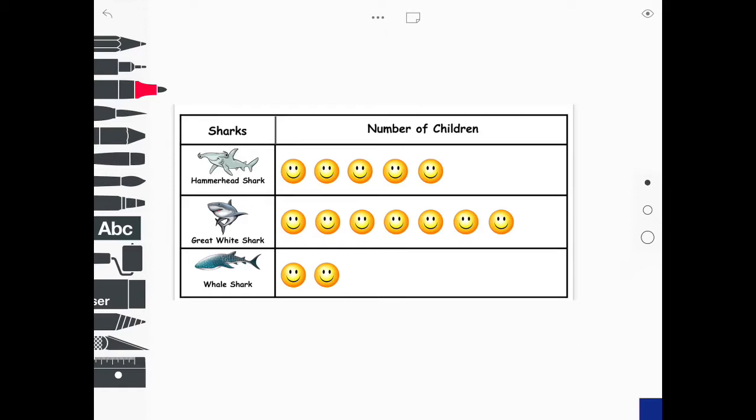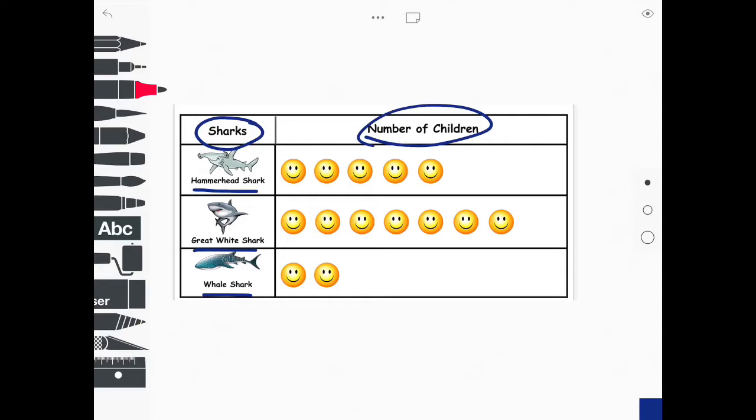This week we're pretending that I asked my students about their favorite shark, and I gave them 3 different kinds of sharks. You can see them on the left hand side. I have hammerhead, the great white, and the whale shark. I have a label that tells these are the types of sharks we are voting on this week. My label over here says the number of children. So underneath that and next to the shark, it will tell us how many children like that shark.